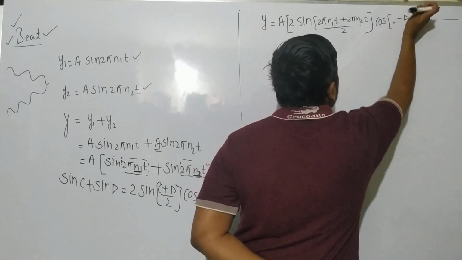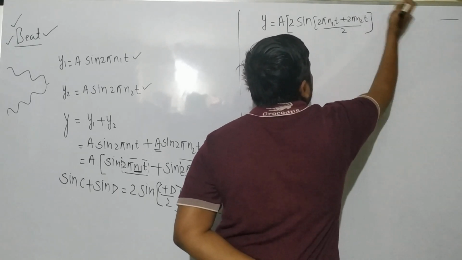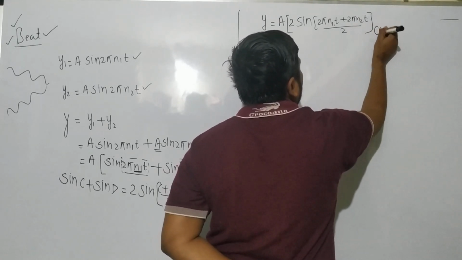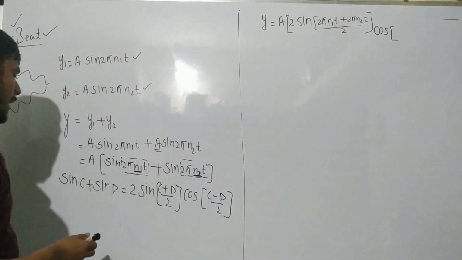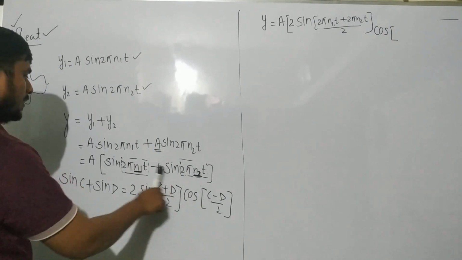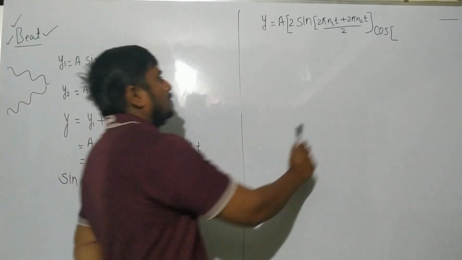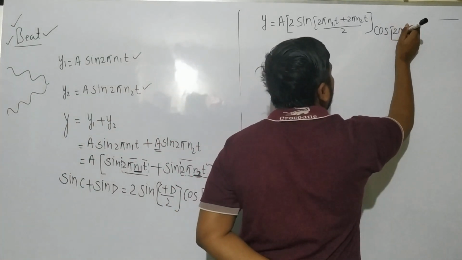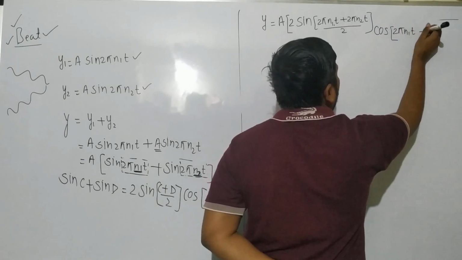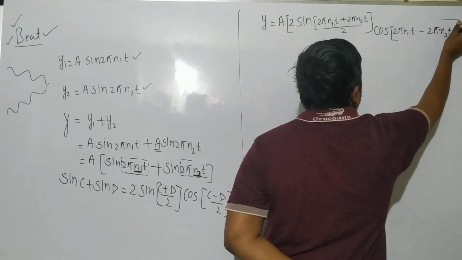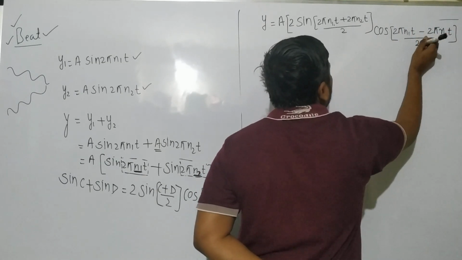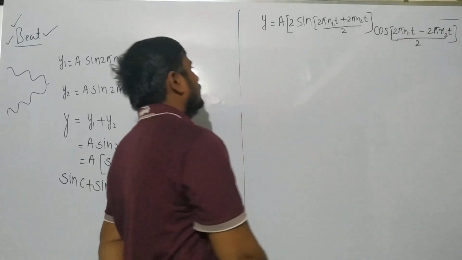But what is the c over there? That is important. Okay, cos of c minus d. So what is the c minus d over there? c minus d is nothing but c is 2 pi n1t minus 2 pi n2t, that is d, 2 pi n2t, right? And the whole divided by 2, isn't it?